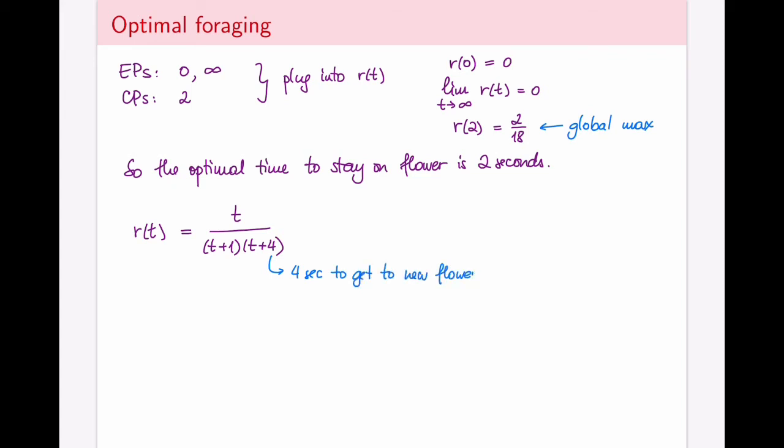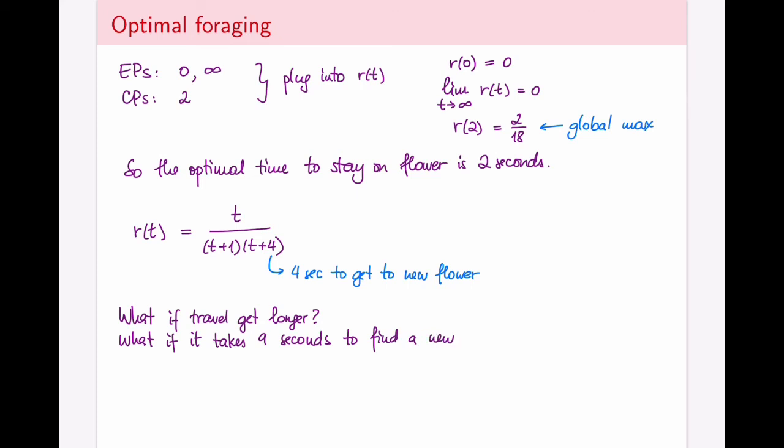So let's think a little bit here for a second. What happens if the travel time gets bigger? So what if the next flower is even further out? What if travel gets longer? For example, what if it takes 9 seconds to travel to the new flower? What if it takes 10 seconds and so on, right? What kind of behavior are we going to see from the bee if the travel time increases? So what if it takes, let's say, 9 seconds to find a new flower? So for example, the patch isn't as densely populated.